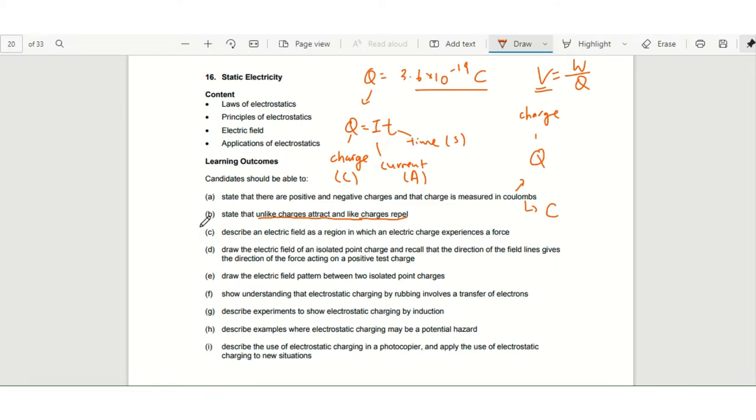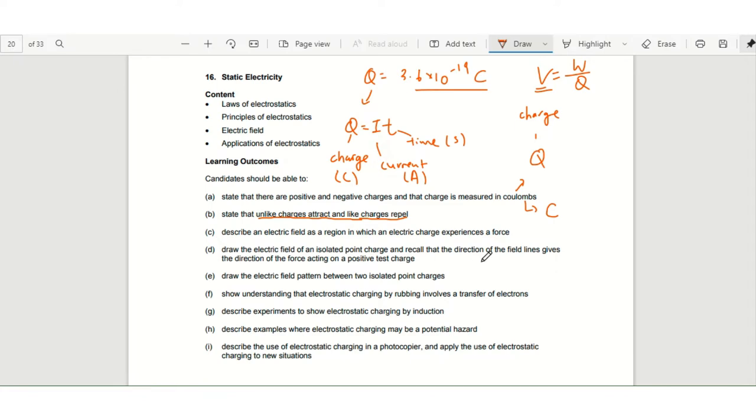Once we are done with this definition of electric field, next let's look at part D. In part D, you will need to be able to draw the electric field of an isolated point charge, and recall that the direction of the field lines gives the direction of the force acting on a positive test charge. Basically, you need to be able to draw the electric field lines.